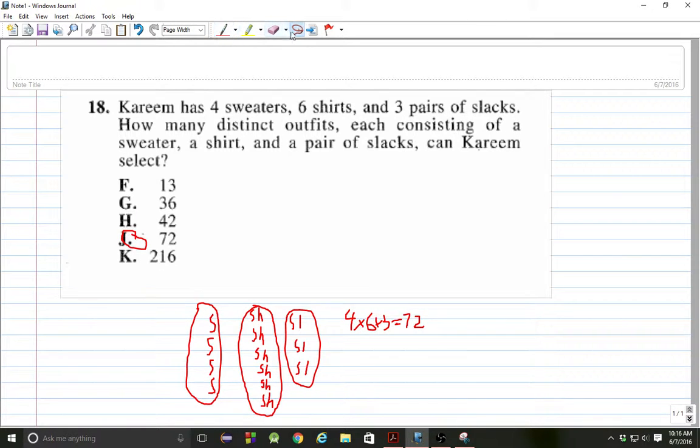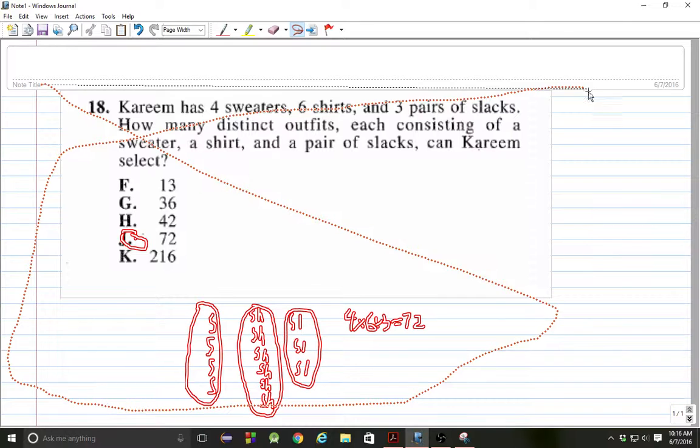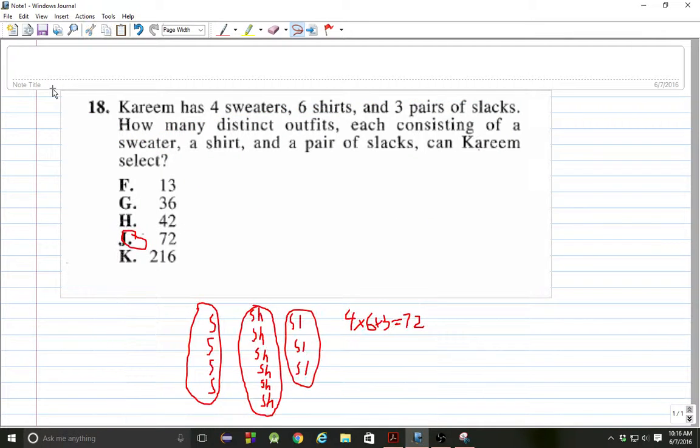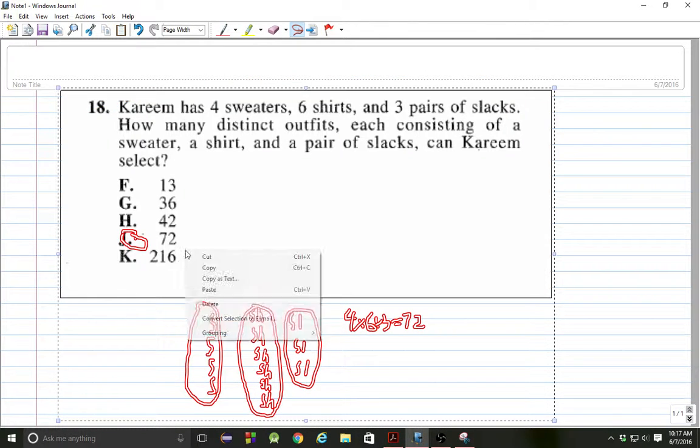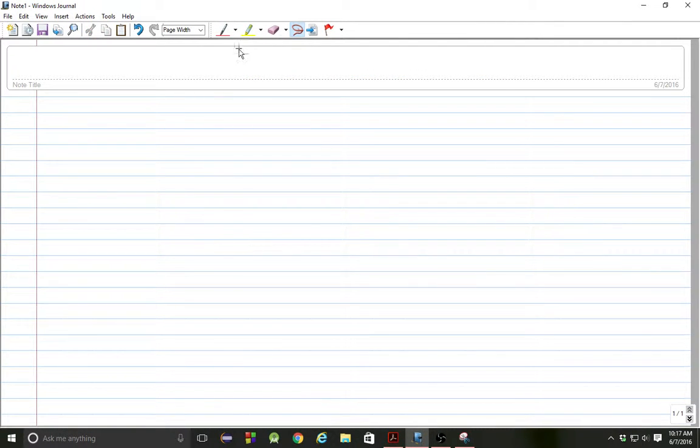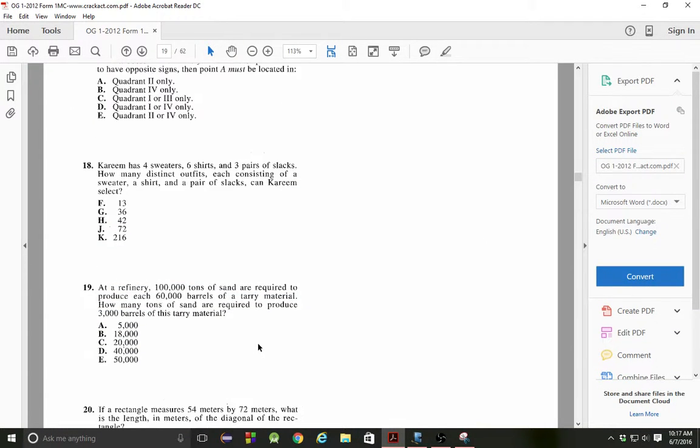And if I could write any better, that would be heaven. Now we delete this and we go on to our next problem. Simple as that.